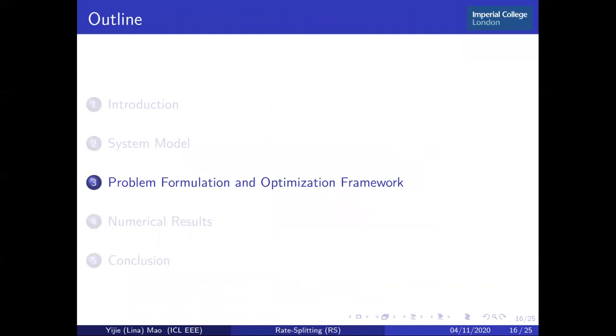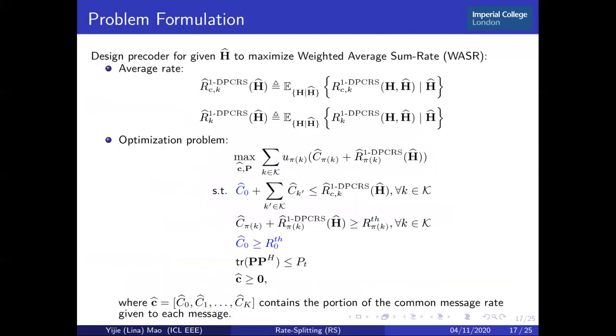Next, we show the problem that we are going to solve for one-layer DPCRS and the algorithm that we propose to solve it. Our target is to maximize the weighted ergodic sum rate of the unicast string subject to the QoS rate constraint of both unicast and multicast messages.